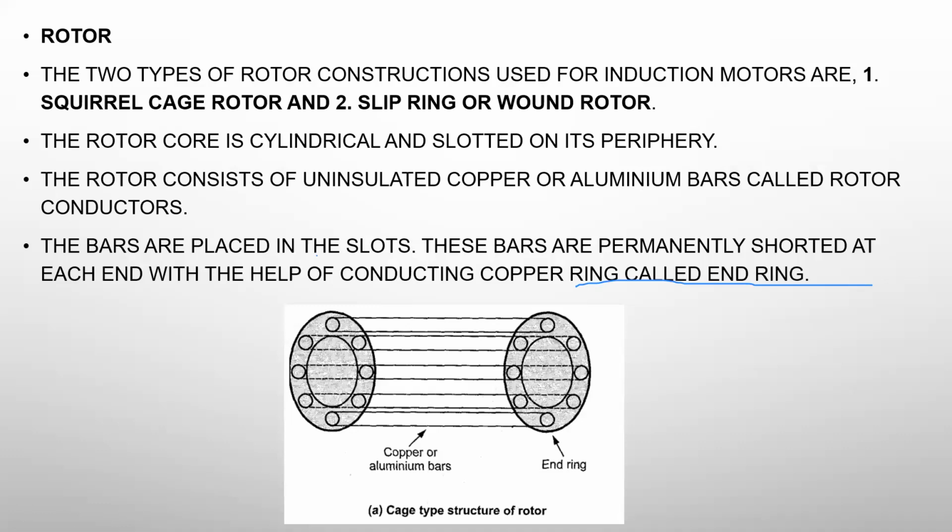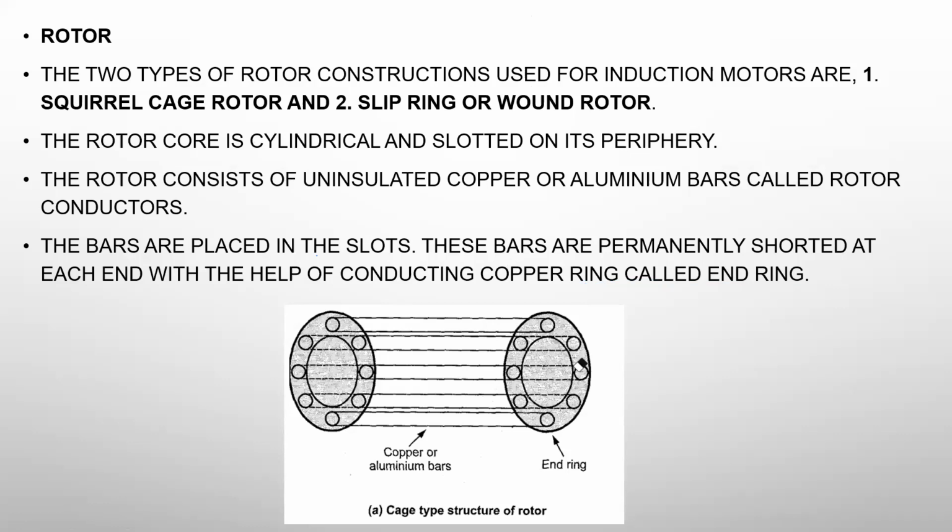Heavy copper bars which are shorted, with the help of copper rings called end rings. And we have this type of end rings also. Now, for better understanding, we will see a video on this construction, how it looks like.